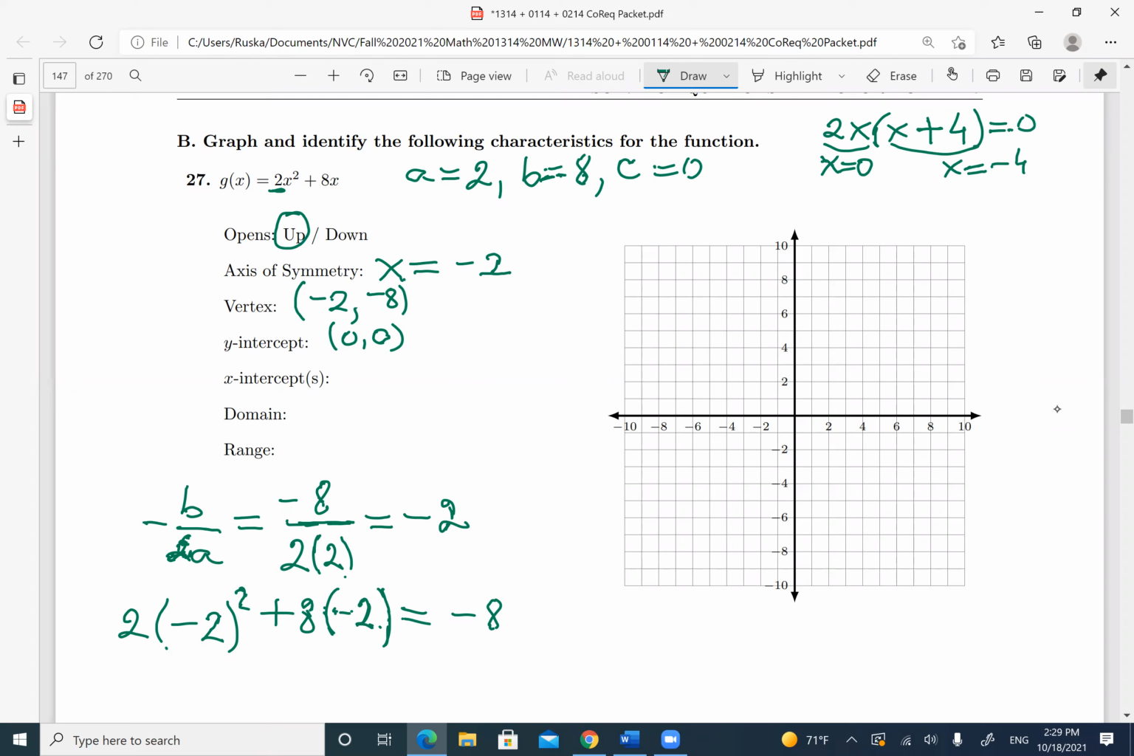So technically finding the x-intercept is solving the function equals 0. And here we're going to get 0 and negative 4. So those are my two x-intercepts. So I'm going to put 0, 0 is one of those, the first point, and the other one is going to be negative 4 and 0.